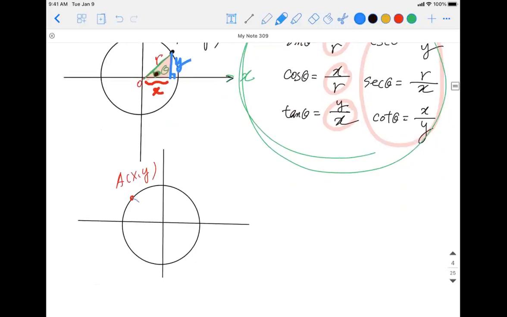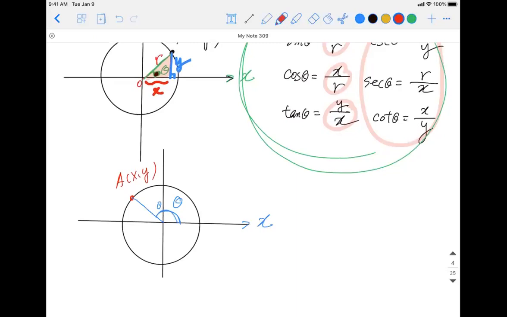According to our definition, what does the angle theta mean? It means OA versus the positive direction of the X axis. So now my theta is here. Now I can actually have a point representing an angle that reaches more than 90 degrees, which makes sense, right? Using the unit circle, you can use the same thing to define an angle greater than 90 degrees.